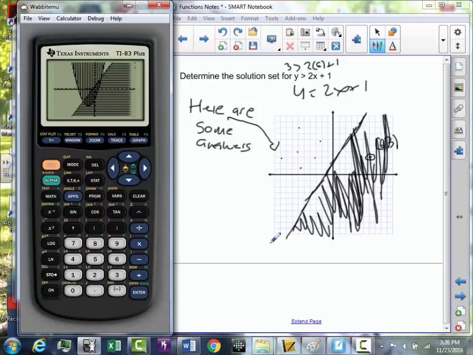Then if I asked you where are there answers for both sets of graphs, well, then there's answers only in this little section over here. And that little sliver right there, by the way, would also work. So think of it as narrowing it down.